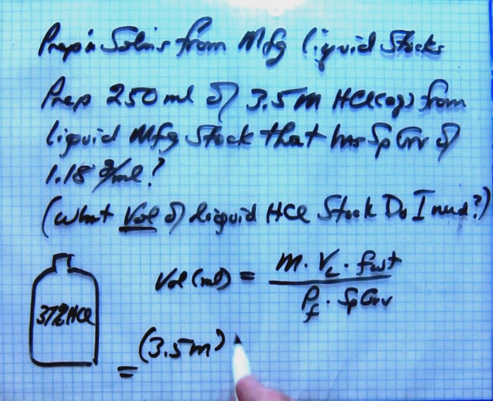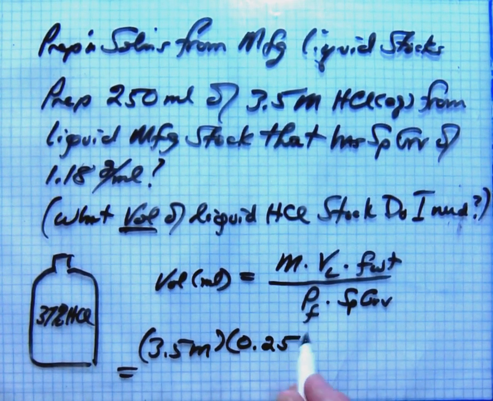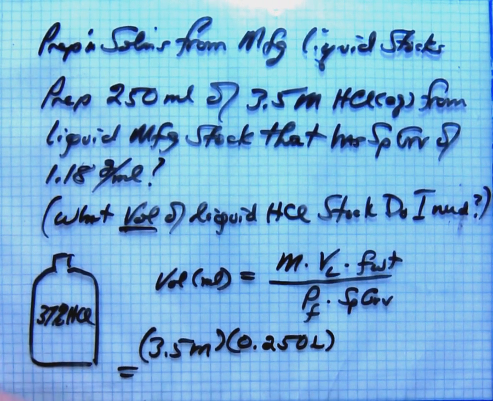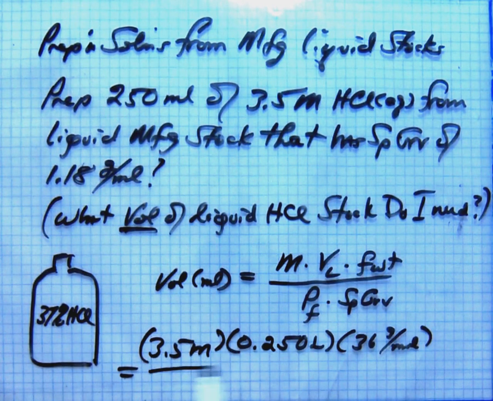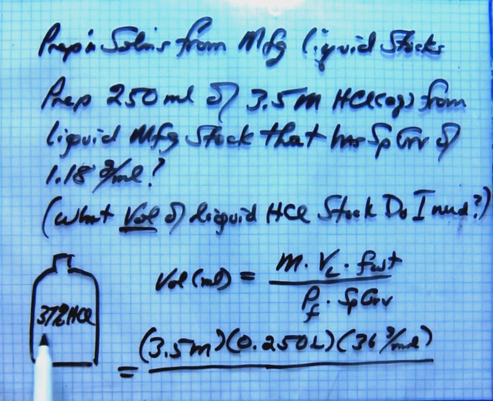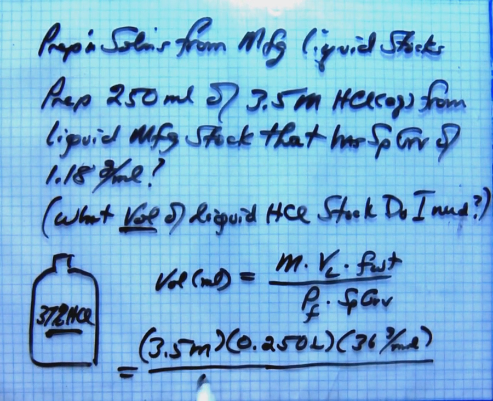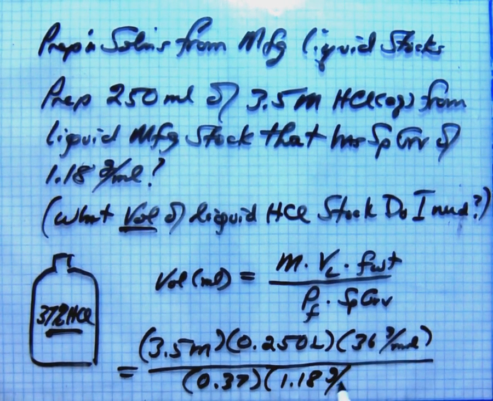And we need 250 mils of it in liters, divided by 1,000, so I move the decimal over 3 places, like that. The formula weight of hydrochloric acid is 36 grams per mole, and then we want to divide by the purity factor. It comes to you 37% from the manufacturer, so that'll be a 0.37 factor, right there. And then the specific gravity is 1.18 grams per milliliter.